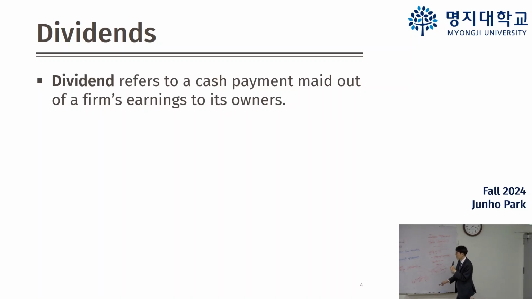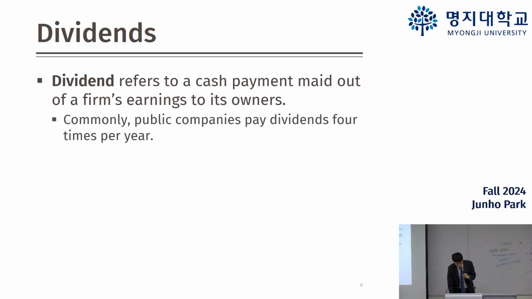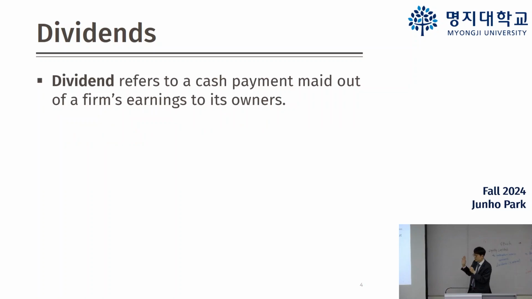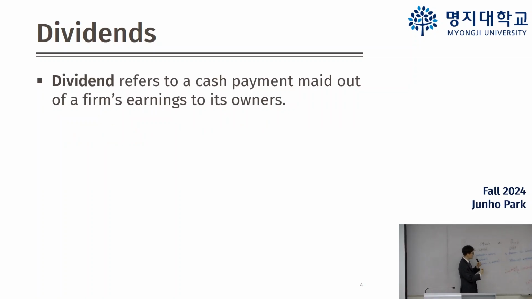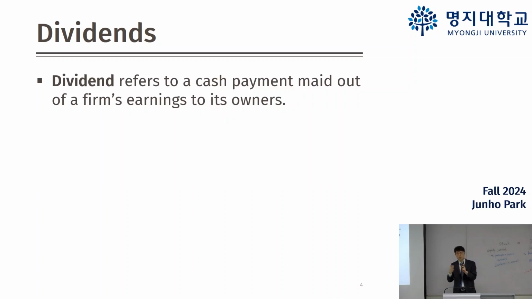Okay, so dividends are fundamentally different from the interest expenses of the bonds, and therefore we should be careful when we decide about the dividends. And generally, in reality, the companies pay dividends 4 times a year. So every 3 months, they pay the dividends if they want to do so.